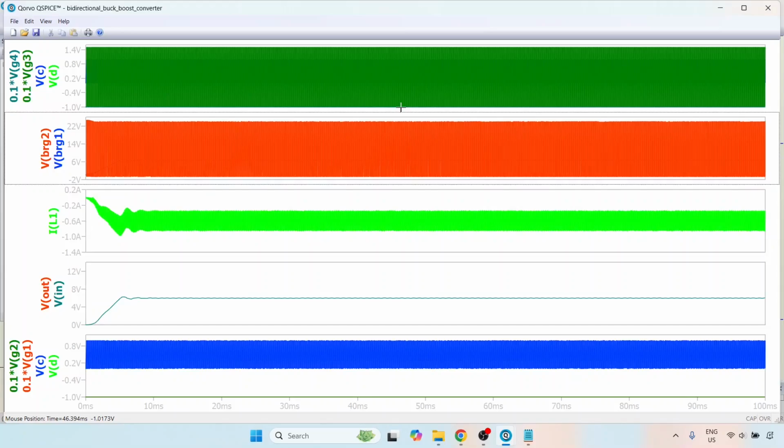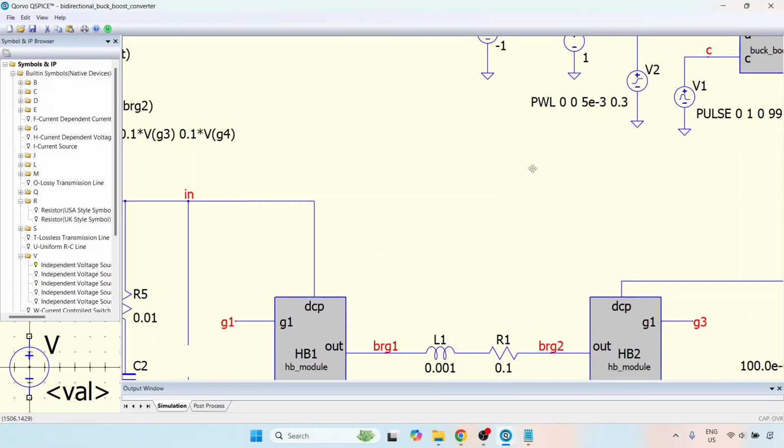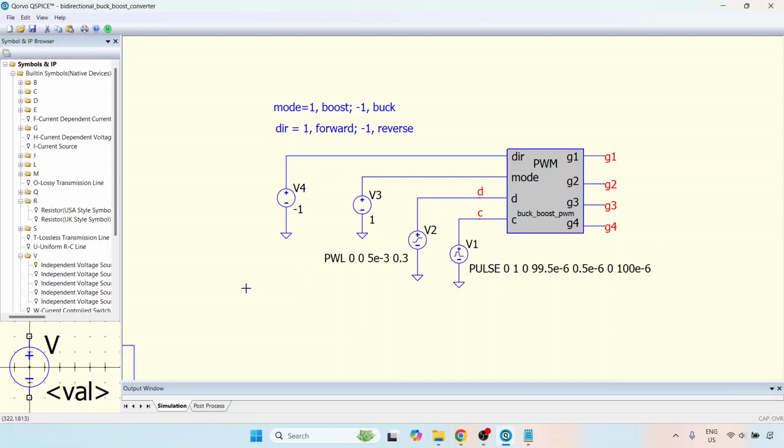So I hope you got exactly the same results, and I would suggest also that you try out the other two cases. We tried forward buck mode and we tried reverse boost mode. Try out the other two modes as well, that is forward boost mode and reverse buck mode. These are things I will leave to you as an exercise.